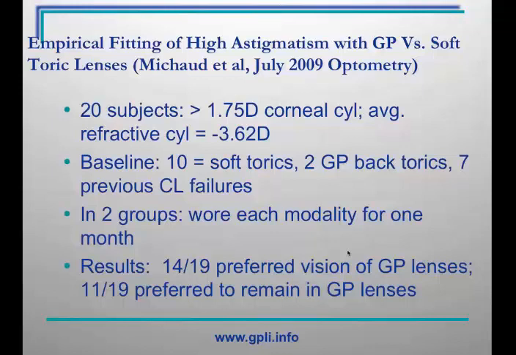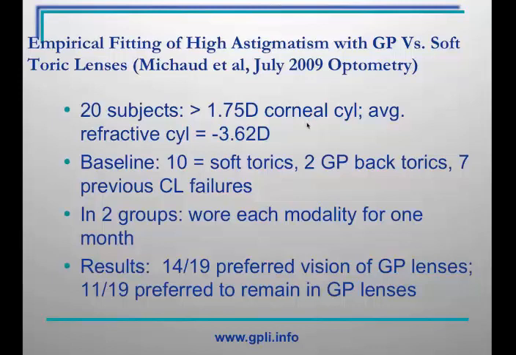This was a great study comparing GP bitorics versus soft toric lenses as performed by Dr. Langis Michaud and his colleagues at the University of Montreal. As you can tell here, there were 20 subjects. They all had greater than 1.75 diopters of corneal cylinder. The average cylinder was negative 3.62 diopters.